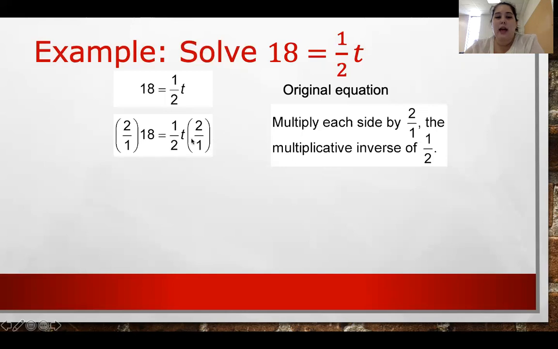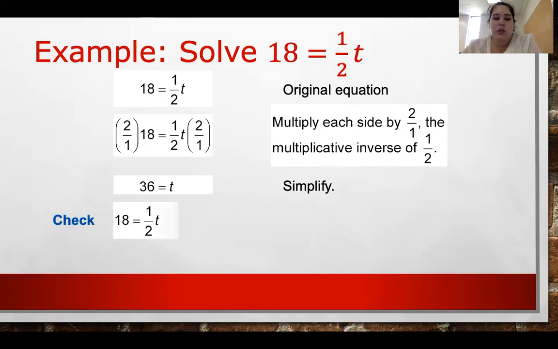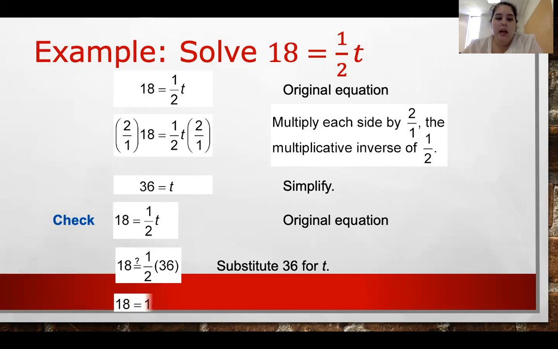And you'll notice that the numerator and the denominator will reduce out to 1 on t. And then we're going to do 2 over 1, which is the same thing as just 2 times 18 to get 36. And again, you should always check your work, which is what we're going to do here. We substitute 36 in, and we find that it works. So yes, our answer is 36.